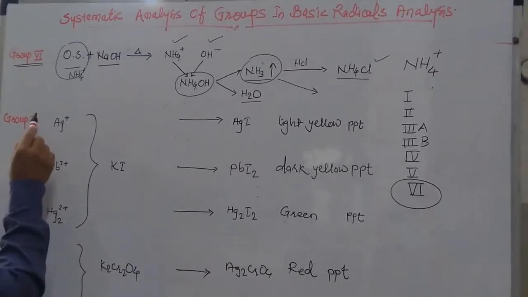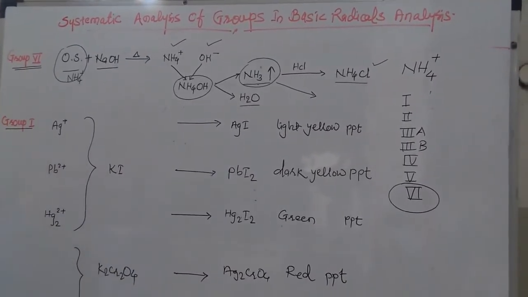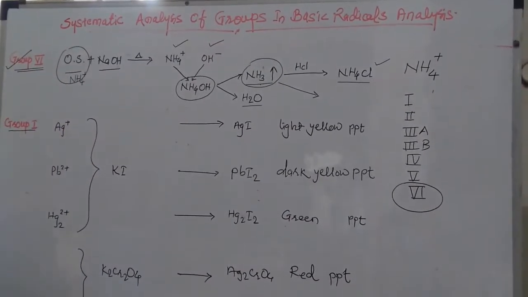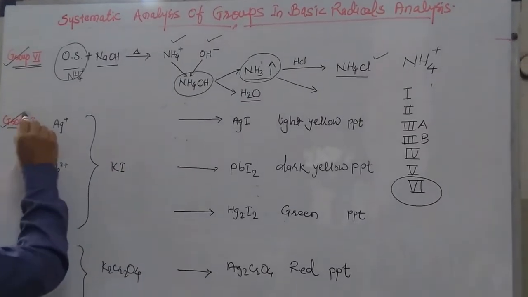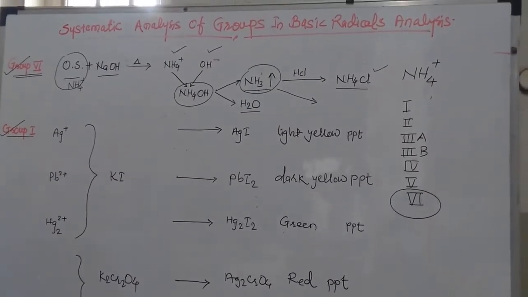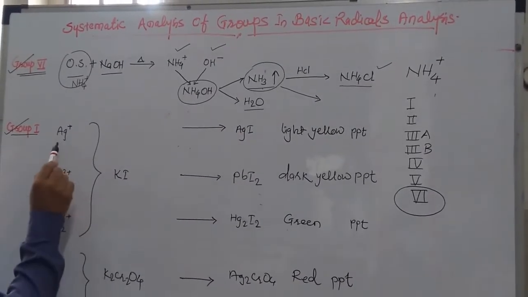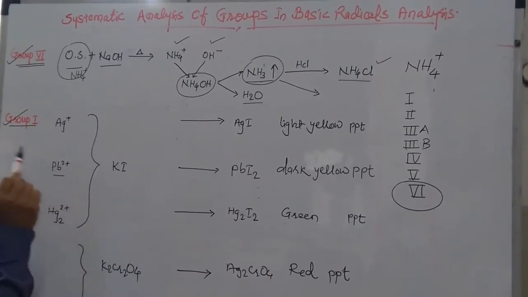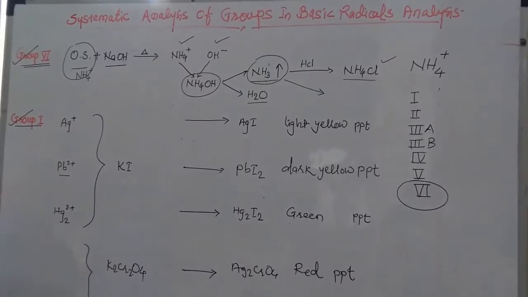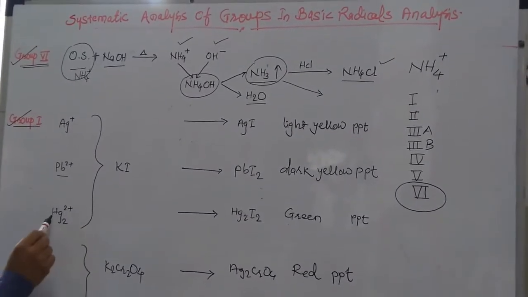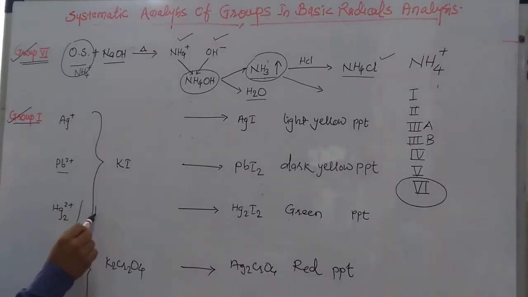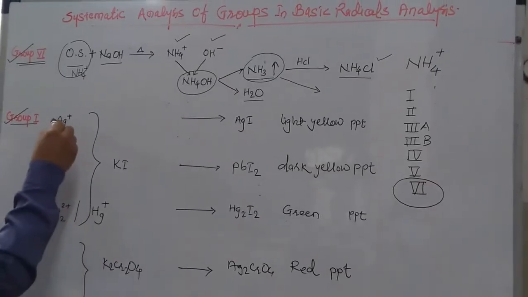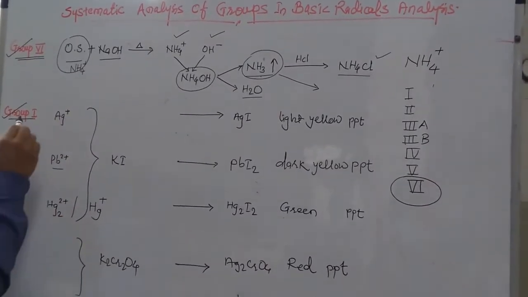Then analysis of group 1. We will study the analysis of all groups. First we studied analysis of group 6. Now we will study analysis of group 1. Group 1 consists of Ag plus, that is the silver basic radical, then Pb2 plus, that is the lead basic radical, then Hg2 2 plus, which can be written as Hg plus, called the mercurous radical. So these are the basic radicals present in group 1.